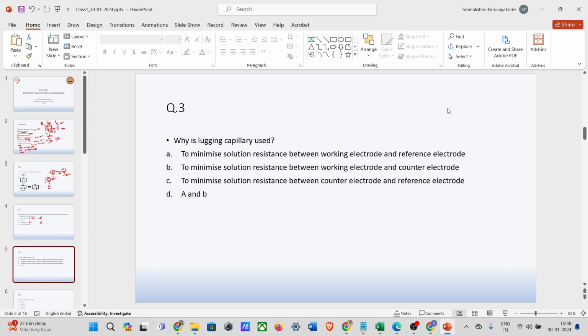I think C. Okay. Actually, it is used to minimize the electrolyte resistance. Yeah, D. Okay, option D. Option D. Okay, option D.